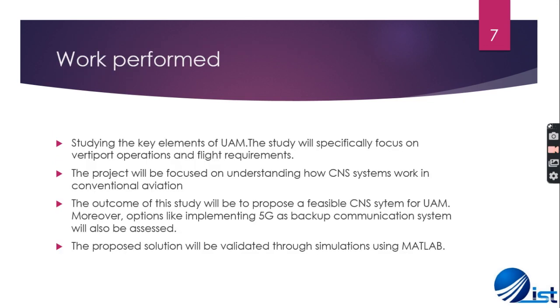So, what did we do in our project? Firstly, we studied urban air mobility and the key enablers of urban air mobility. We focused on the flight requirements and vertiport operations. The second step we took was to study the CNS system thoroughly for conventional aviation. We also analyzed different options for urban air mobility. After enough deep study, we proposed a feasible CNS system for urban air mobility, and lastly we simulated the CNS system for urban air mobility, and the software we used was MATLAB.